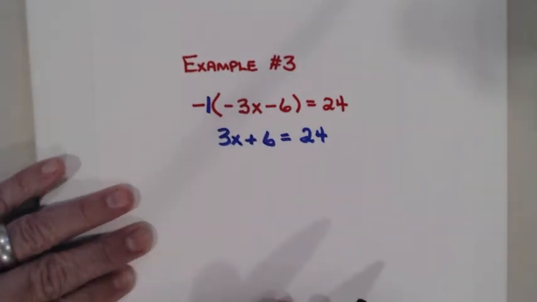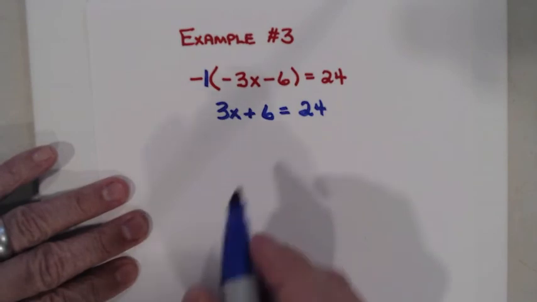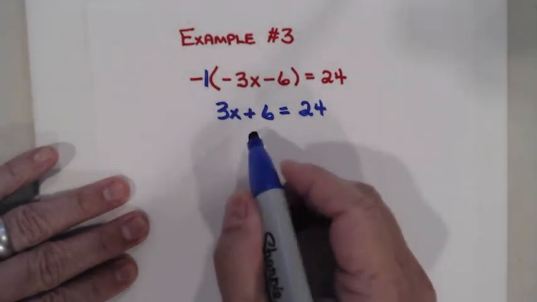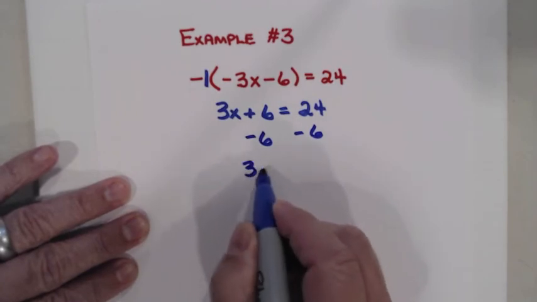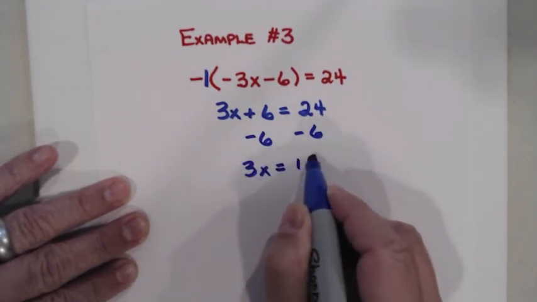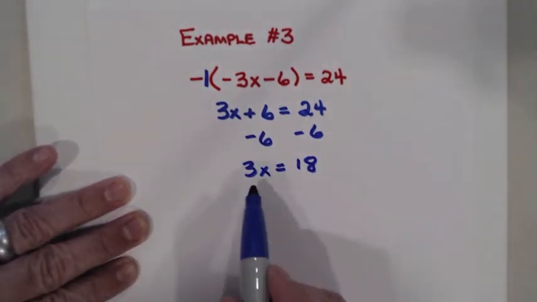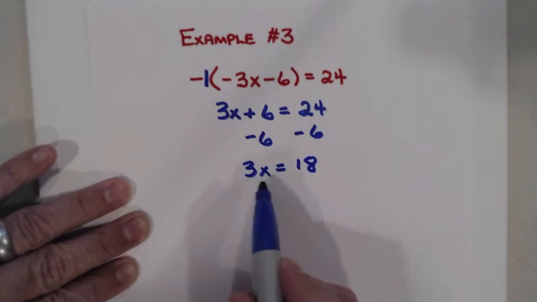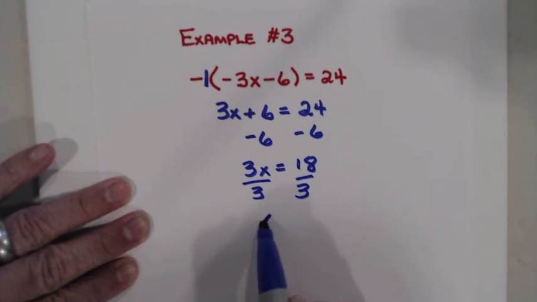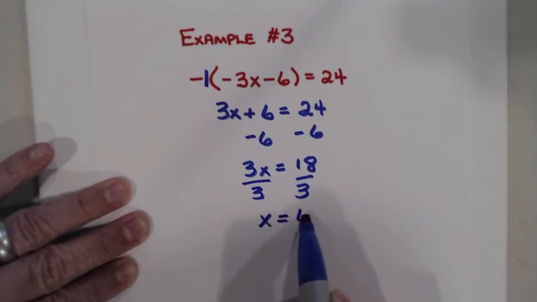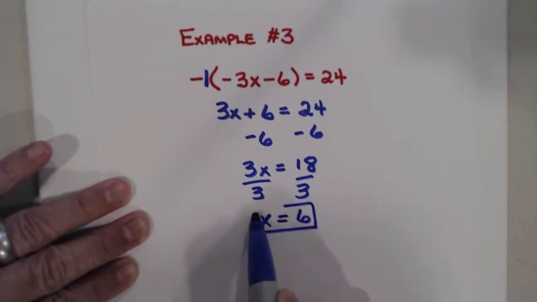Now that I've got a two-step equation, I add or subtract first. On this one, I am going to subtract 6 from both sides. This is multiplication. The opposite of multiplying is dividing. I'm going to divide both sides by 3, and I'm going to get x is equal to 6.